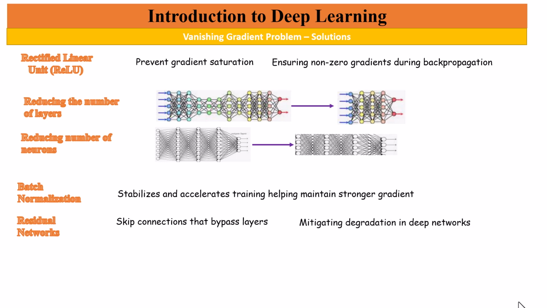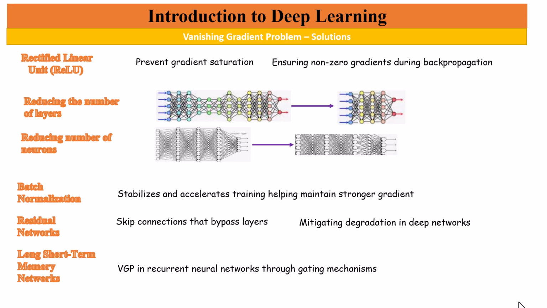For sequential data, long short-term memory networks address the vanishing gradient problem in recurrent neural networks through gating mechanisms that regulate information flow, preserving gradient strength over long sequences. Together, these techniques enhance the trainability of deep neural networks by maintaining robust gradient signals throughout the learning process.